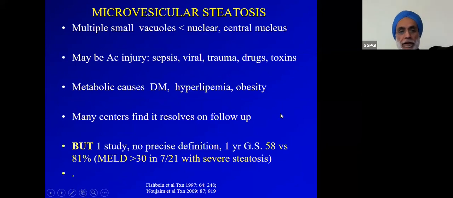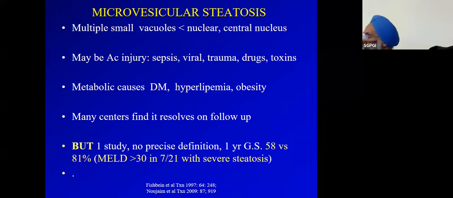So microvesicular steatosis is seen in sepsis, viral infections, trauma, drugs, and so on, and it has metabolic causes, and most centers find it resolves on follow-up, and we don't grade it. Sometimes they ask you, what is the percentage of microvesicular steatosis? Then we just have to tell them, we do not grade it, and we do not recommend that you take that into account. But since they ask, we will tell them a broad idea, mild, moderate, severe, at the same time emphasizing that they shouldn't use this in their judgment.